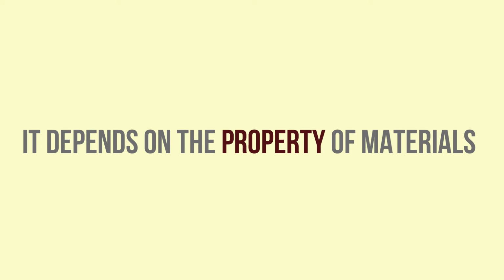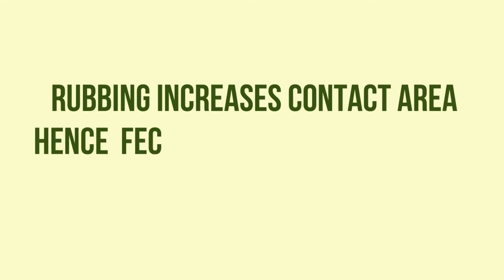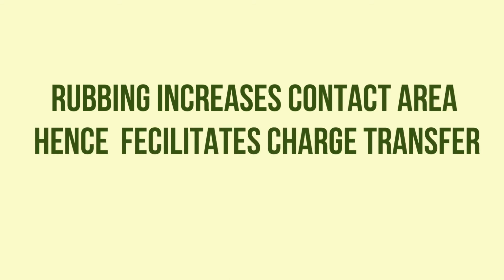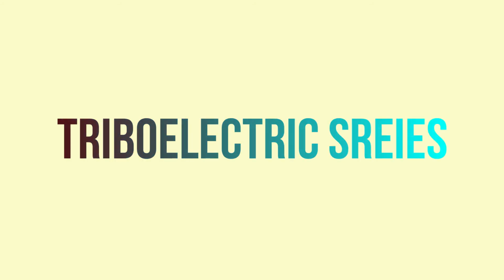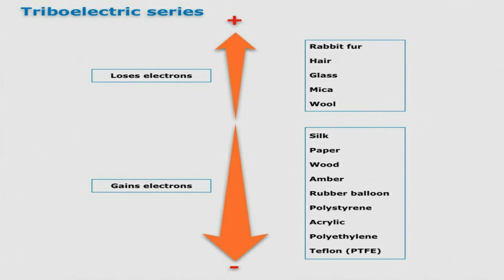It turns out that some materials greedily attract electrons and some materials are ready to lose them. So rubbing works because it increases the contact points between the substances, facilitating the transfer of charge. In fact, there is a list of materials which is called the triboelectric series. In this list, elements are ranked based on their ability to give or take electrons.